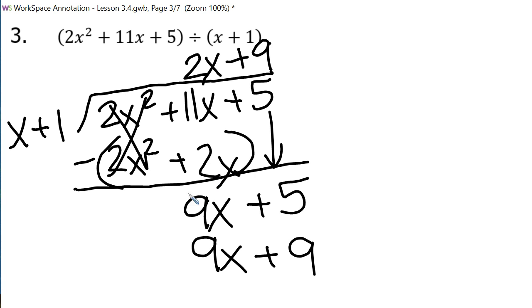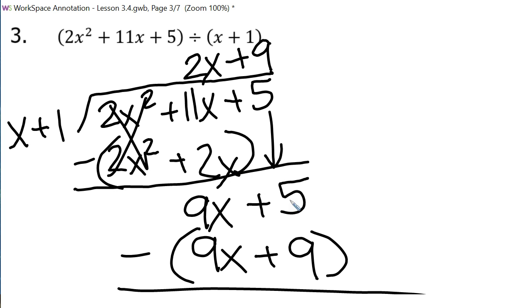Subtract these. This will be on your test Thursday, so we need to make sure we're paying attention. Now subtract both of these. So it's 9x minus 9x. 0. Be careful here with 5 minus 9. Negative 4. Do I have any other terms to drop down? No. So that means I am finished, and that means my negative 4 is called my remainder.